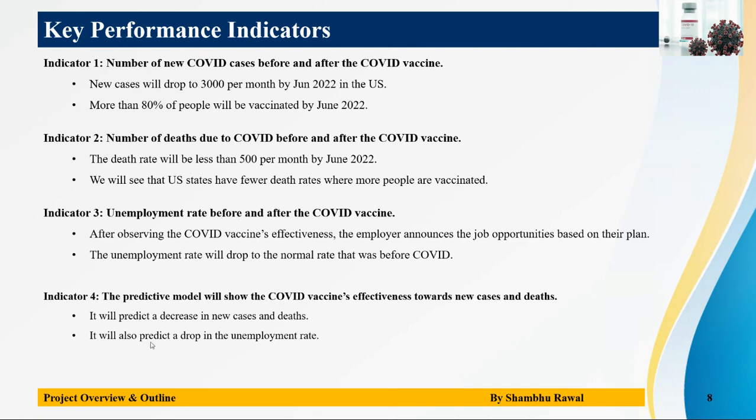The last indicator I have is the predictive model, which will show the COVID vaccine's effectiveness towards new cases and deaths. It will predict a decrease in new cases and deaths. It will also predict a drop in the unemployment rate. The SAS Enterprise Miner and Tableau predictive models will be able to have 80% model accuracy. I will use SAS Enterprise Miner and Tableau to predict this. Tableau Desktop will be used to show all the indicators in the chart.